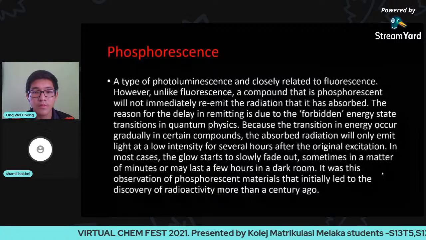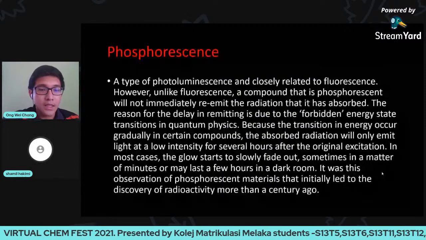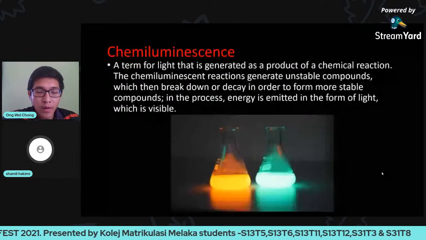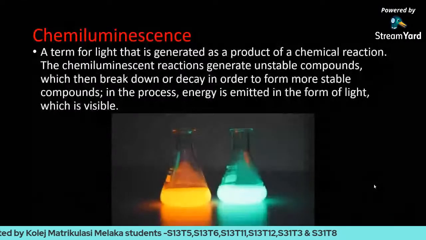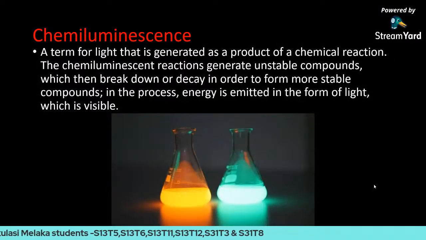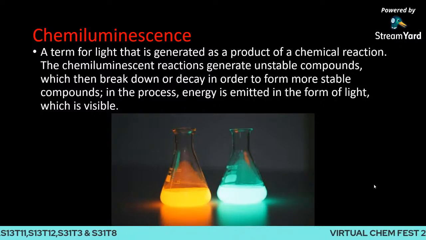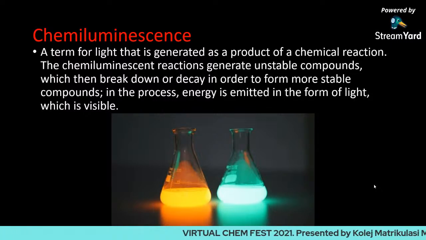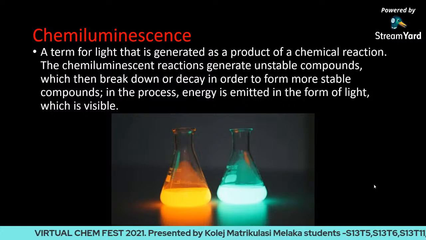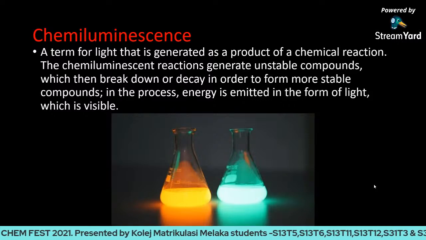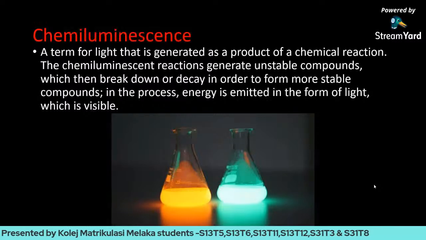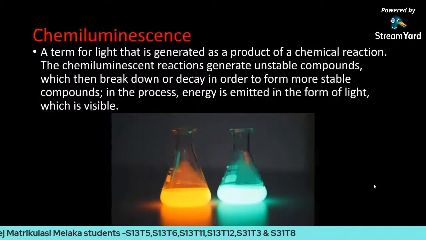Okay, for the main topic, which is chemiluminescence. The special thing about chemiluminescence, compared with phosphorescence and fluorescence, is that chemiluminescence actually involves a chemical reaction. So how does it work? When a chemical reaction happens, it generates an unstable compound, like we have studied before in chemistry.